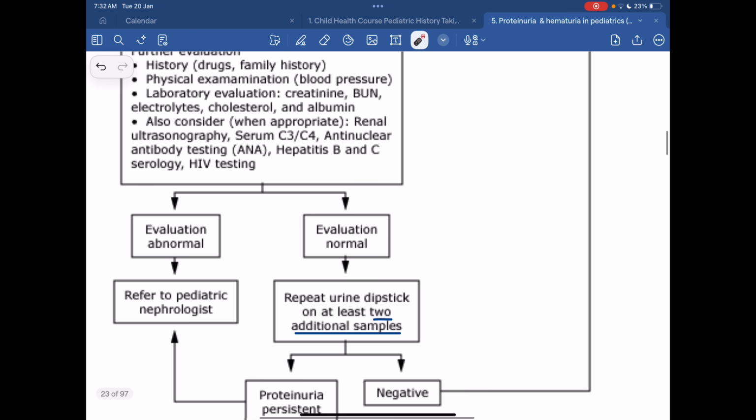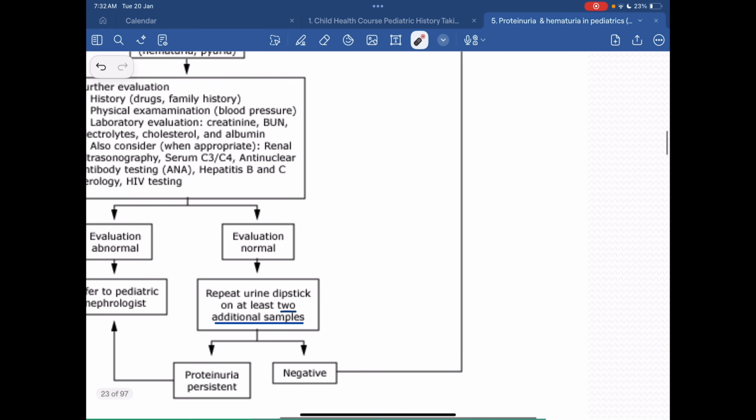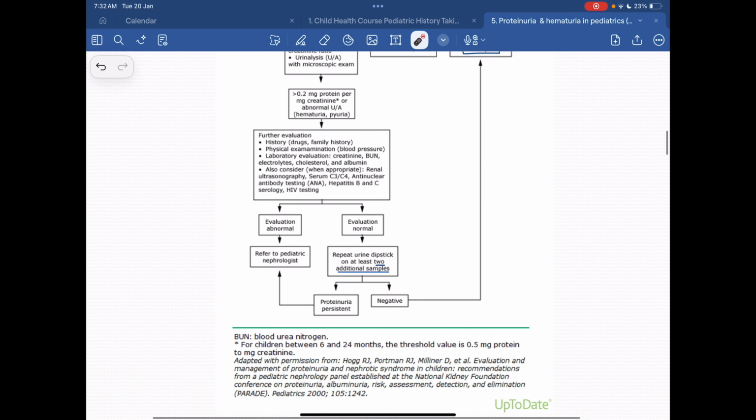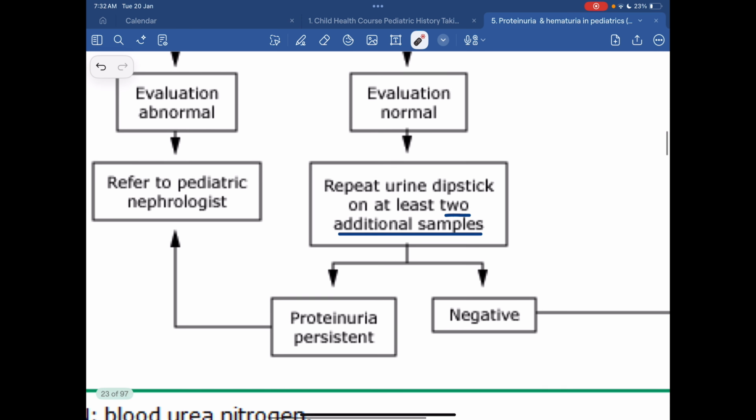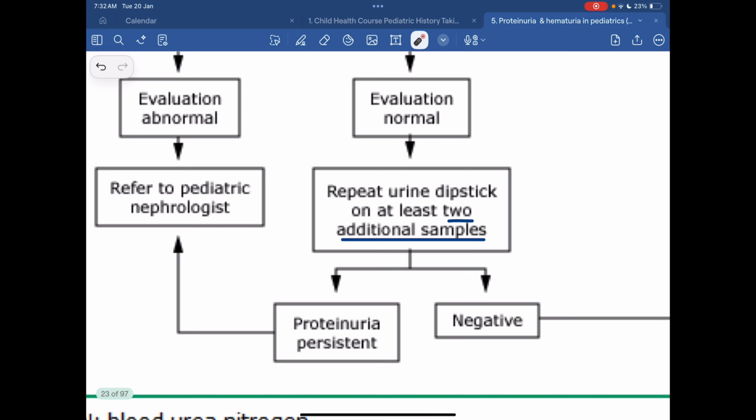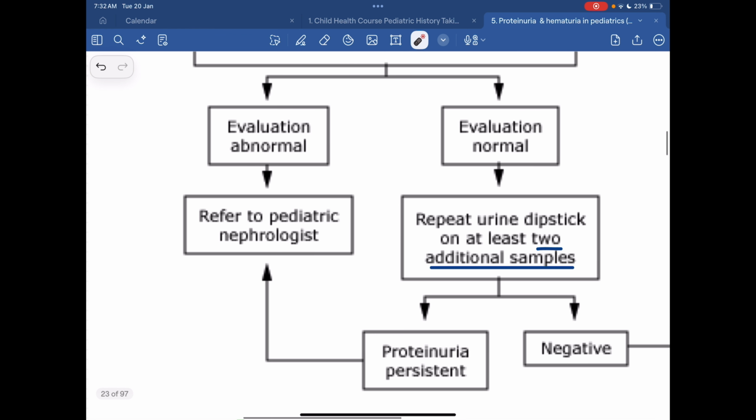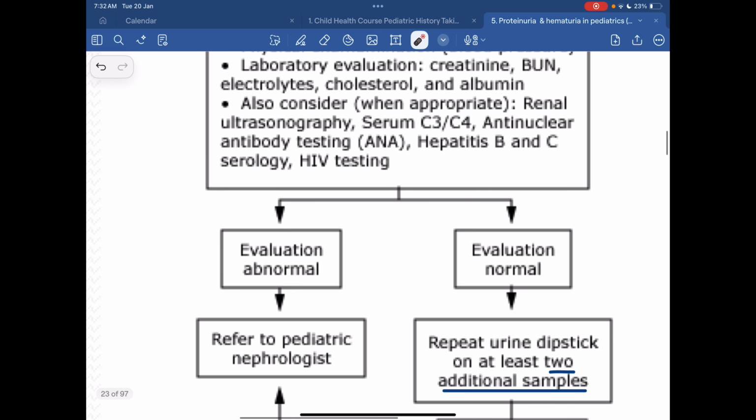If the evaluation was normal, we'll repeat the dipstick on at least 2 additional samples, because we said number 3 earlier. And if it's negative, we go back up and repeat in 1 year. If we have persistent proteinuria, we go back to the abnormal evaluation. If we have an abnormal evaluation, just refer to a pediatric nephrologist.